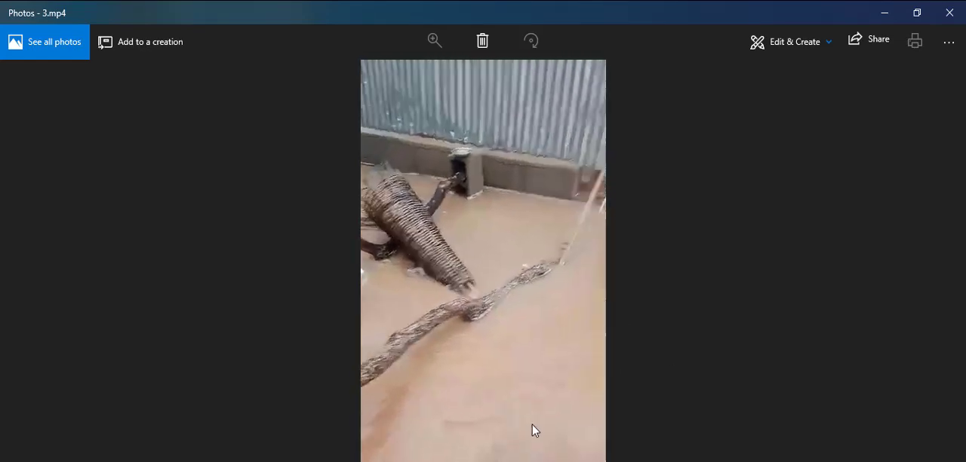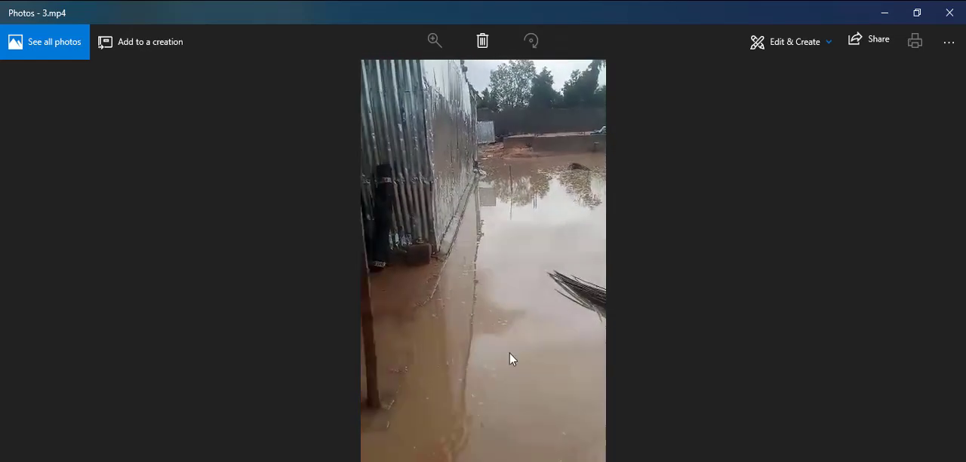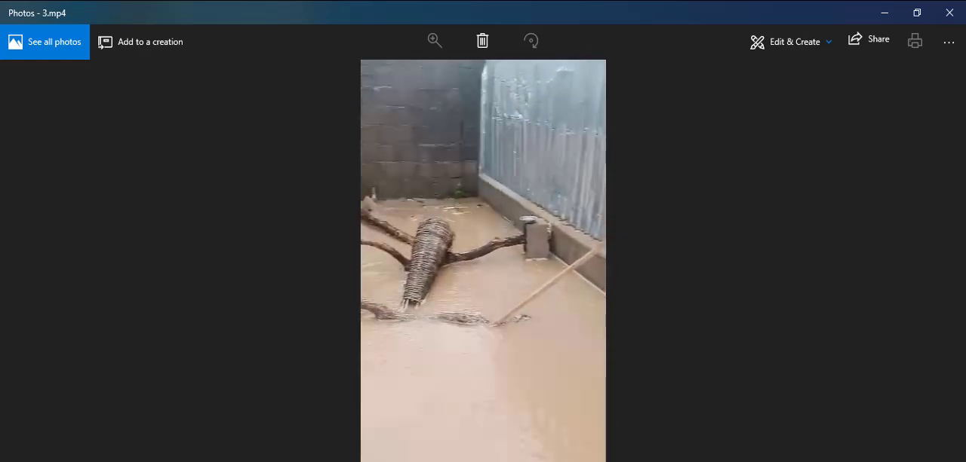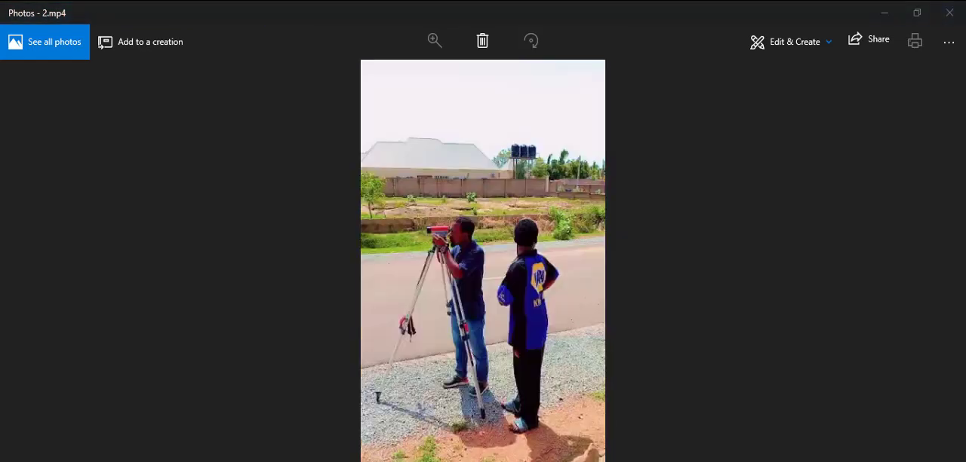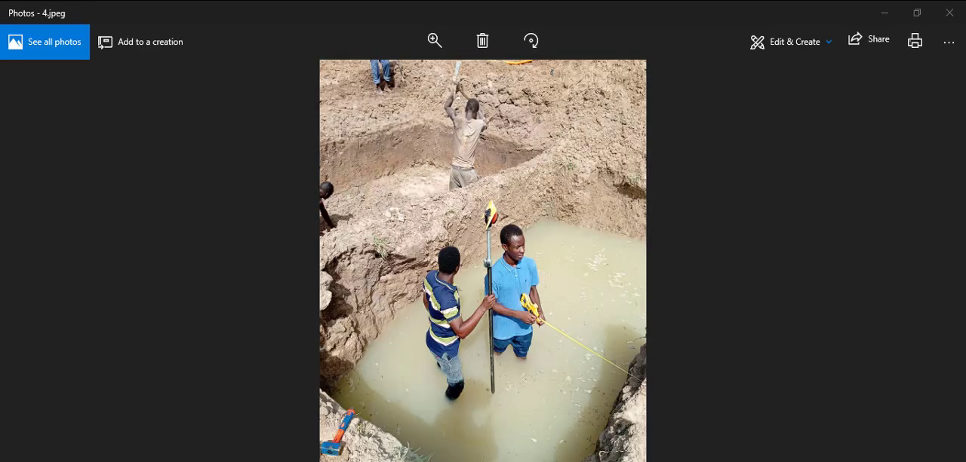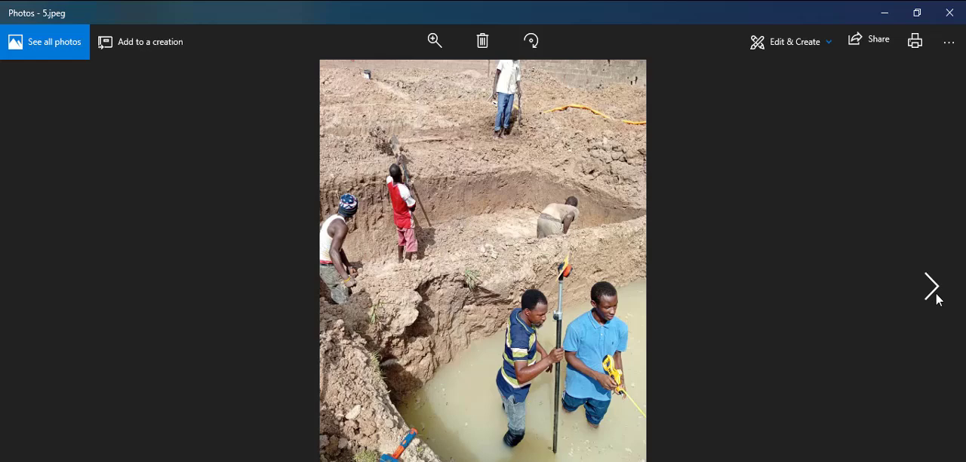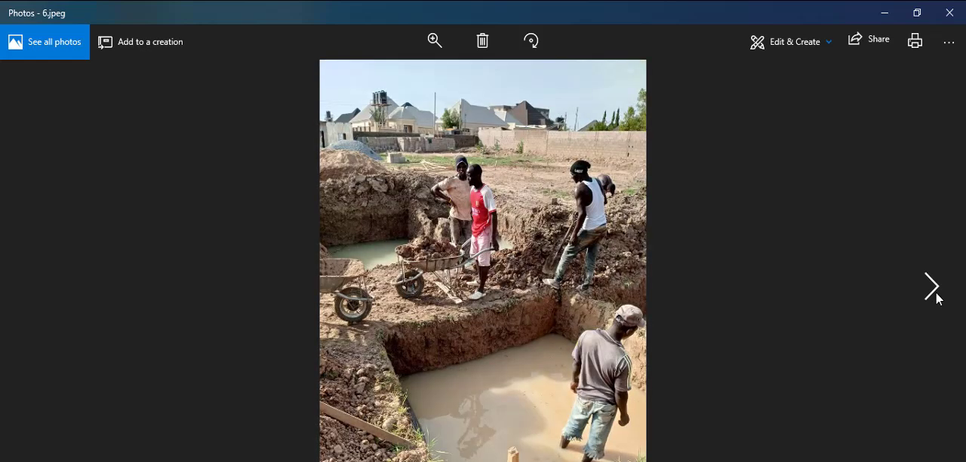Your road level, please pay attention. If your road level is below the flood level, and if you look carefully, even as the excavation work was ongoing, you find out that the pits were covered with water. They were all covered with water.